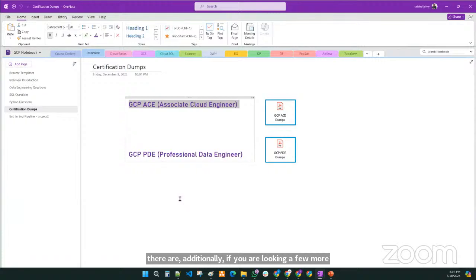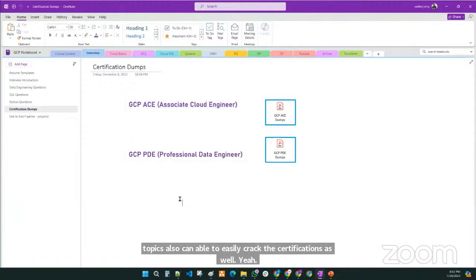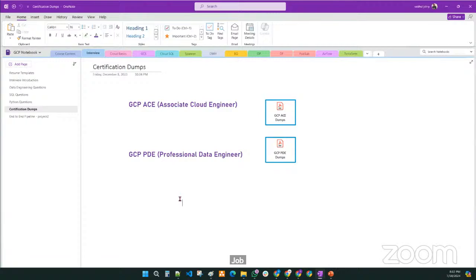So mainly we are focusing on cracking the job. Our main focus is on the job. Yes. And DP203 for Azure Data Engineering, you need to study a little bit more. Little bit more. Yes.